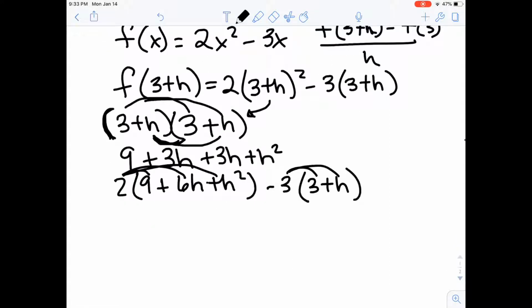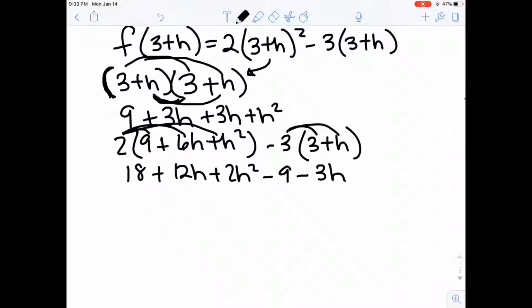So when I distribute the 2, I get 2 times 9, which is 18, and 2 times 6, which is 12h, and 2 times h squared is 2h squared. Now, negative 3 times 3, which is negative 9, and negative 3 times h is minus 3h. Now I'm going to combine all these like terms.